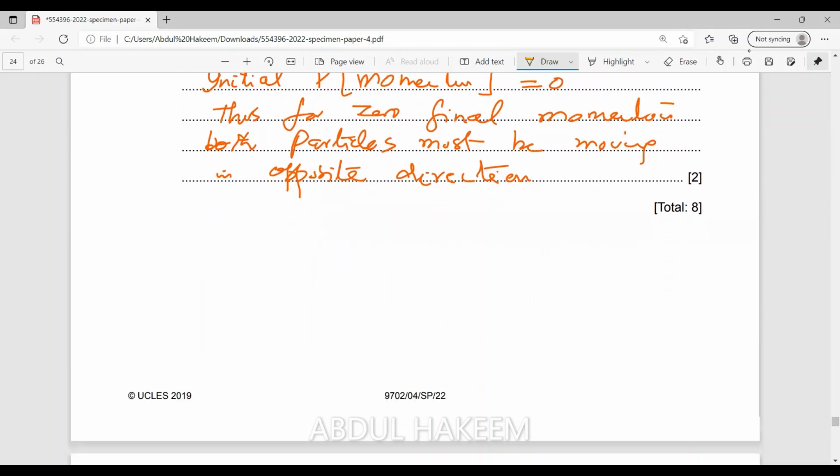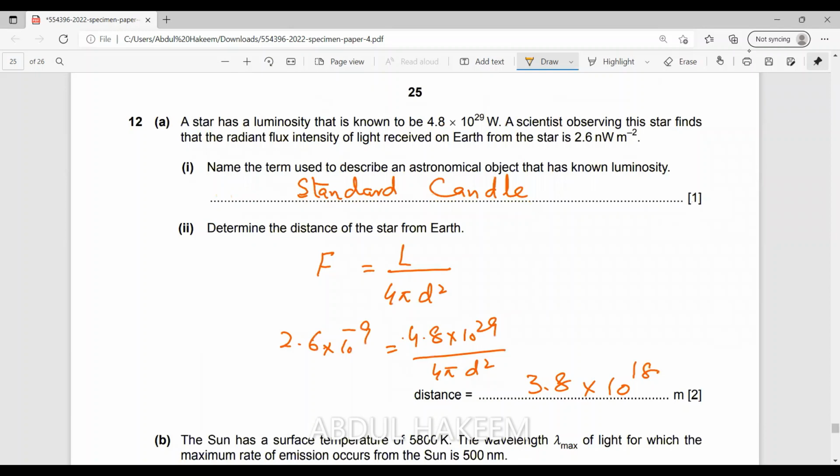And the last question is: a star has a luminosity that is known to be 4.8 times 10 power 29. A scientist observing this star finds that the radiant flux intensity of the light received at the Earth from the star is 2.6 nanowatt per meter square. Name the term used to describe an astronomical object that has known luminosity. Standard candle is the answer.